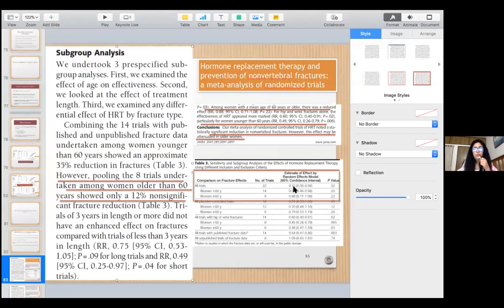0.73, right? They had 8 trials, and then they did a subgroup analysis for women less than 60 and more than 60. And the difference was coming significant in women less than 60, whereas more than 60, it was not coming significant. So they concluded that the treatment was good for younger women, but not for those more than 60 years of age. Do you think it is right?